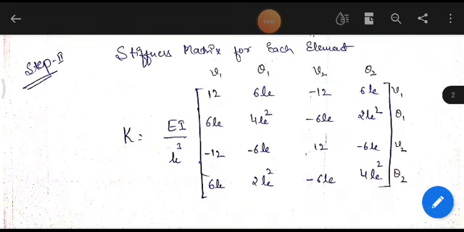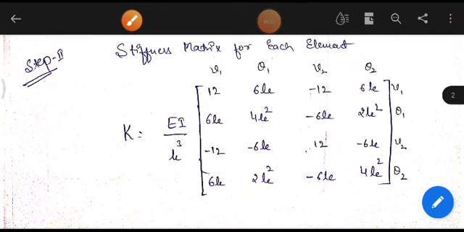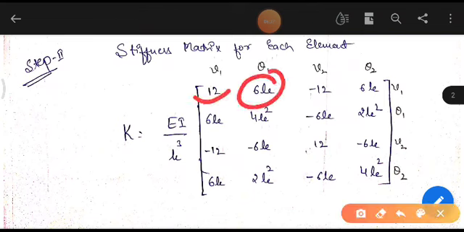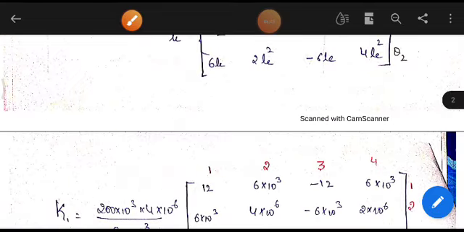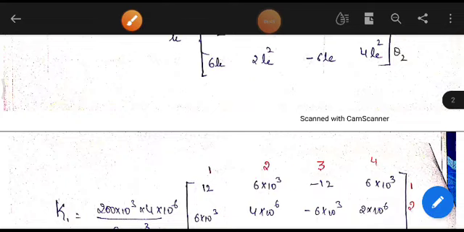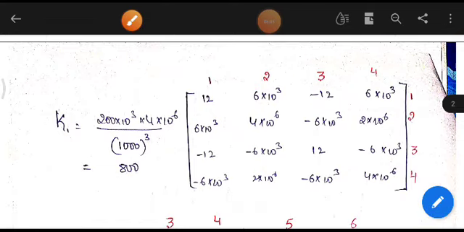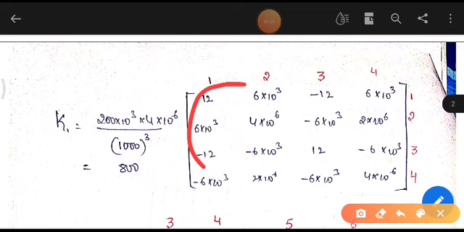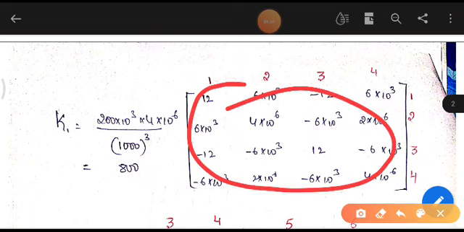So if you see our stiffness matrix here, you can see the first one, 12, no problem in that, we will keep it the same. Here we have 6Le, so what we have done, 6 into 10 raised to 3, 10 raised to 3 is nothing but 1000, and 1000 is the length of the element. Similarly, we multiply the length wherever the length is given in this matrix.